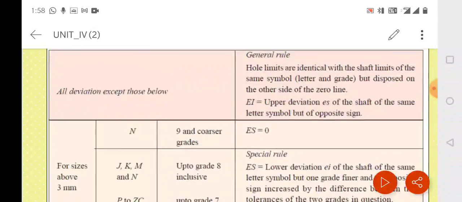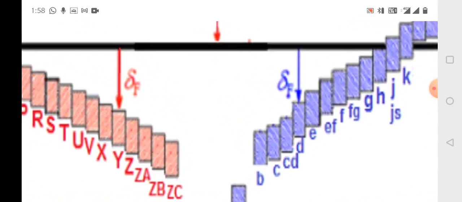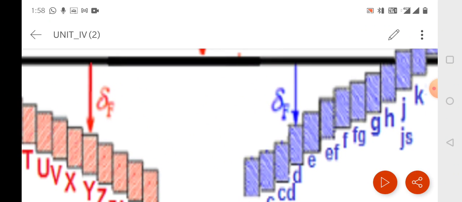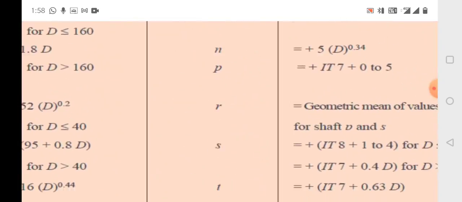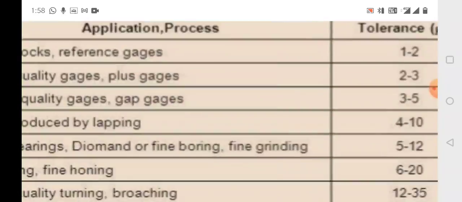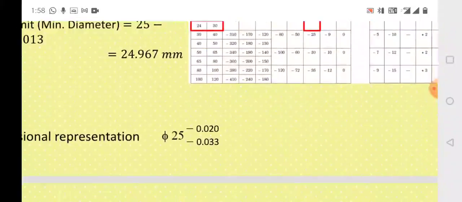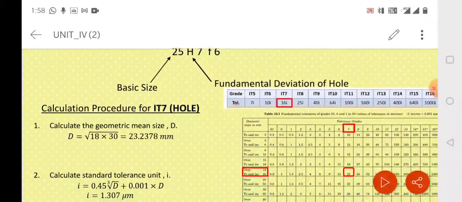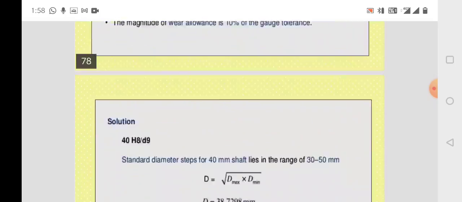इन दिस डायग्राम यू कॅन फाइंड, हा जो डी टाईपचा शाफ्ट आहे हा या बेसिक लाईनच्या किती खाली आहे, that is what is the FD, fundamental deviation, and that is given by minus 16 into D raised to power 0.44. That formula is given in this problem, and we can get the values from the problem itself.